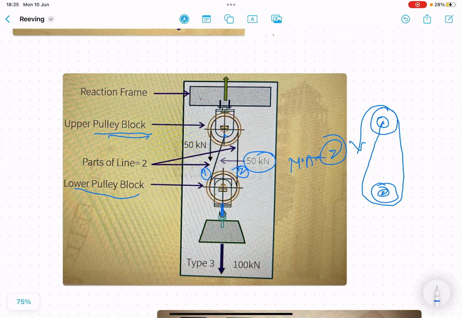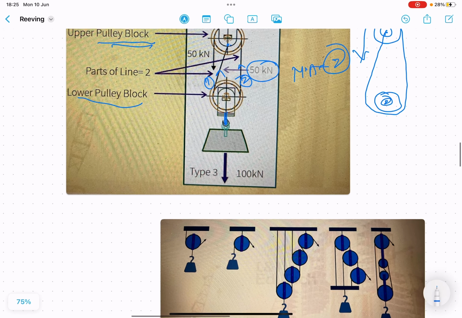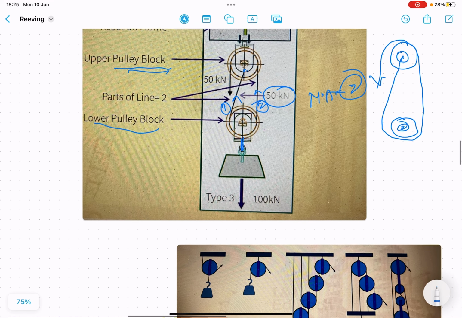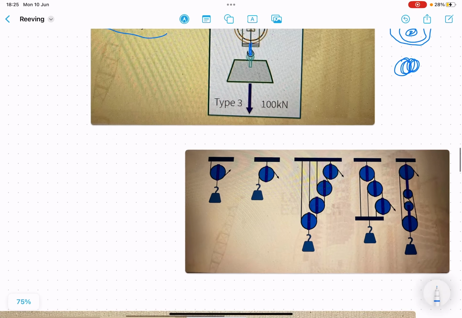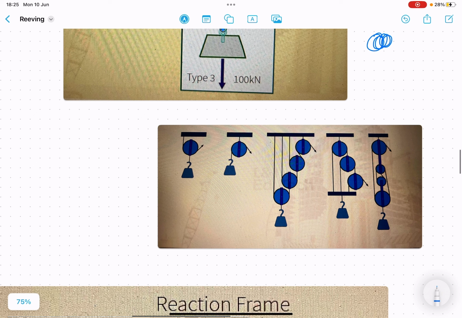In this way, by increasing the number of rope lines, we can increase the mechanical advantage. As the mechanical advantage increases, the power required by the machine to lift the load, the effort, basically reduces. Just check here, the effort is like this. You can check here, we are using 3 wire rope lines, so the mechanical advantage is 3.